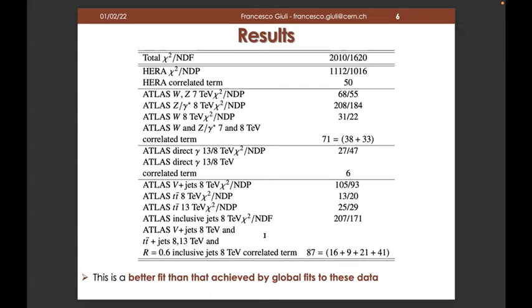On slide number 6, I'm showing you the results for the chi-square. You can see we have a pretty good description of 1,600 data points, and here I also split the chi-square for the different kinds of data sets. We have the W at 7 and 8 TeV, the direct photon data, the V plus jet and the inclusive jet data. I don't want to go through all these numbers in detail, but I can tell you that the fit achieved in this paper is better than the one achieved by global fits to this data. I'm not trying to say that we are competing with global fitters, but I just want to say that we managed to have a pretty good description of this data with our fit.